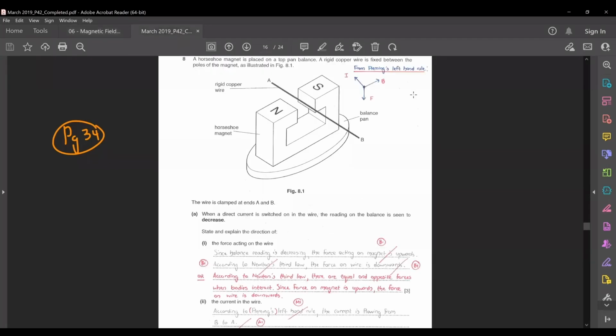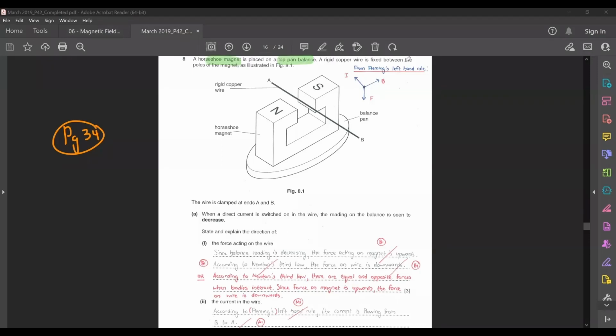In this current question, you have a horseshoe magnet that is placed on a top pan balance. A rigid copper wire is fixed between the poles of the magnet as illustrated in the figure below. The wire is clamped at ends A and B. And then for the first part, when the direct current is switched on in the wire, the reading on the balance is seen to decrease. From there, state and explain the direction of number 1, the force acting on the wire, and number 2, the current in the wire. Notice that the situation that's described here is actually closely related to what you've learned in the notes. So let's recall a bit of what we learned.